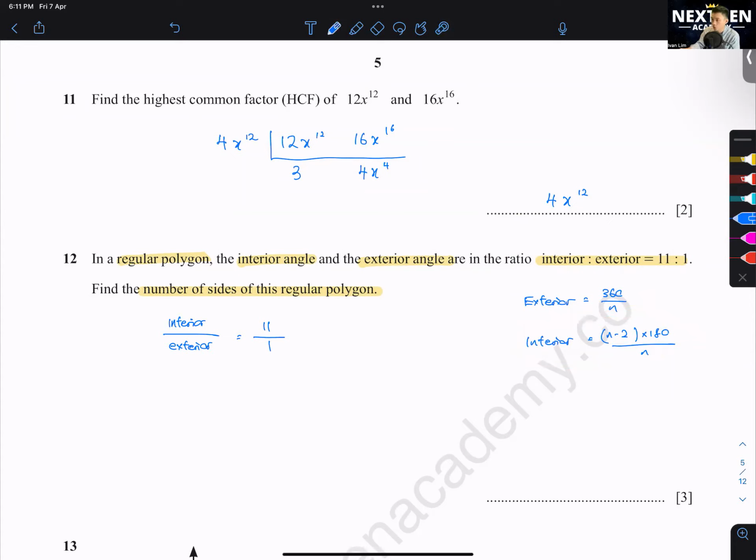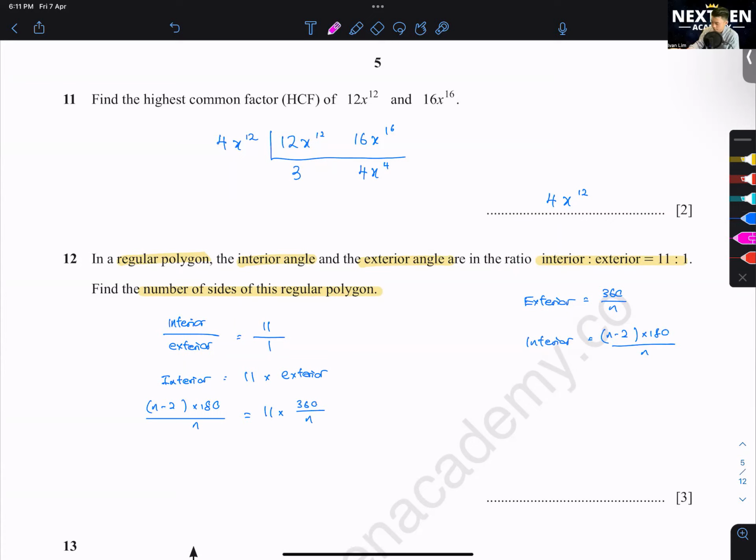Okay, so here will be, wait, I put it into one line first so it's nicer. Interior is equal to 11 multiplied by exterior. Interior will be (n minus 2) times 180 over n. Exterior angle will be 11 times 360 over n. So we write it down into the equation like this first.